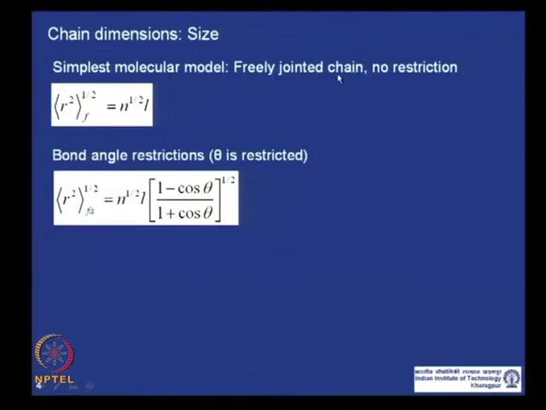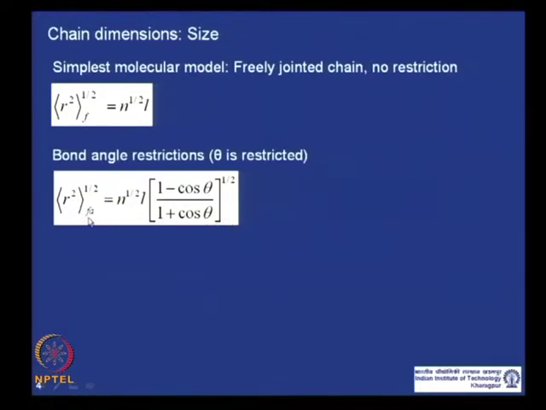This is what we found: for a freely jointed chain, there is no restriction. We got the RMS end-to-end distance for the free chain, where F as a subscript means that it is a freely rotating chain, given by this expression, and when you have bond angle restriction, we get this expression.